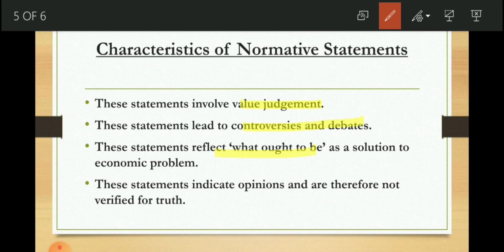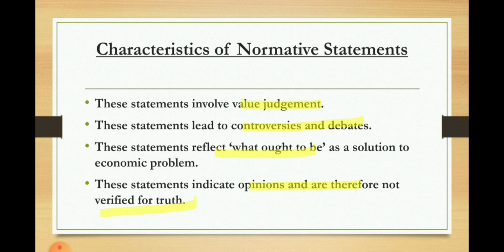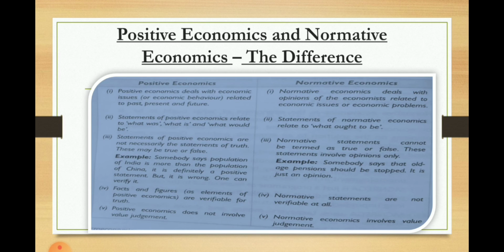So all the people are giving their opinion that this should be done by the government, and these steps should be taken, but we are just telling the solution, what ought to be. We don't have a particular point in a statement which proves that this is true or false. Now, these statements indicate opinions and therefore are not a verifiable truth. This point has already been discussed: these statements only tell opinions, and they cannot be verified by us because we don't have facts or figures to accompany them. Now let's have a comparison between both the statements.